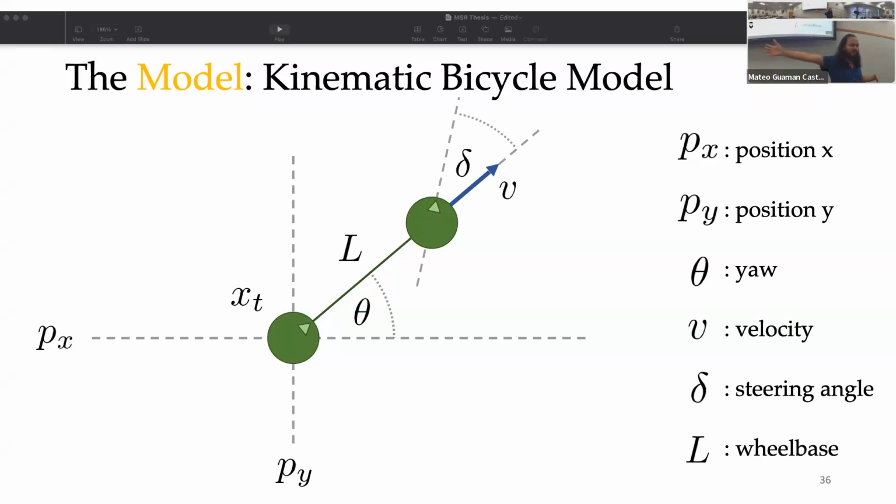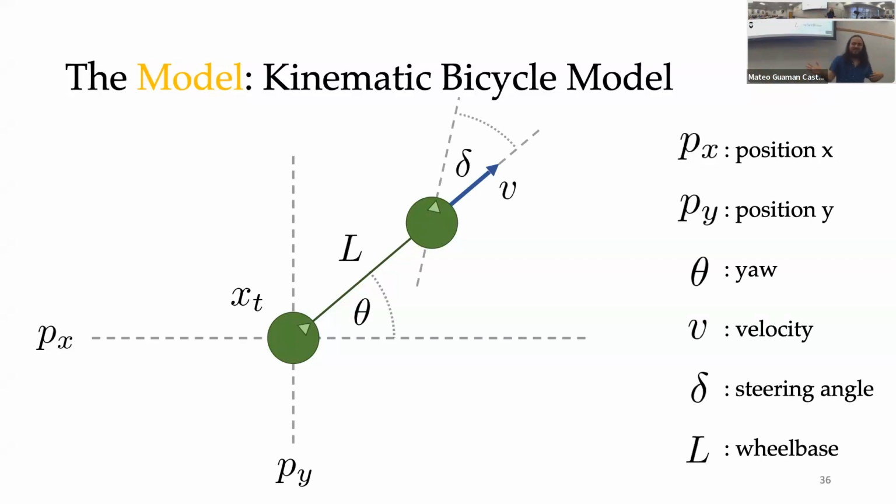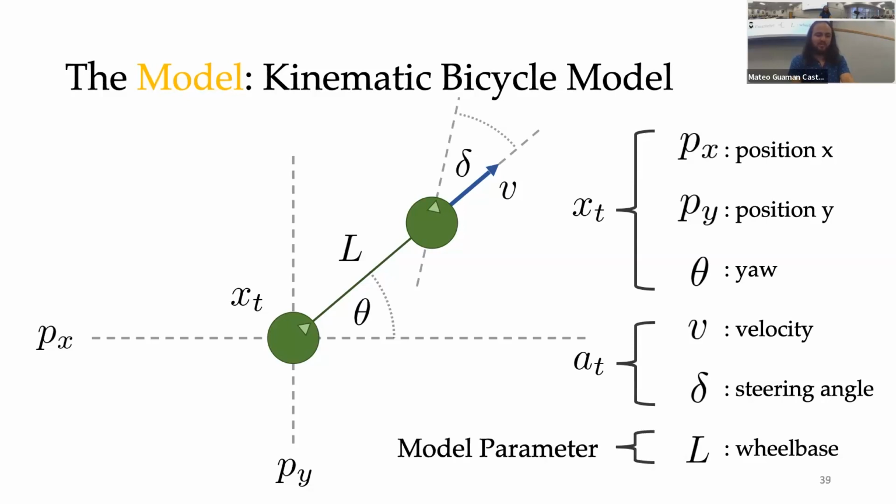So if you have a very long robot or vehicle, you have to do a wider turn to be able to get somewhere on the other side. The first three things, position in X, Y, and yaw, are all your states. Your velocity and steering angle are your actions. And the wheelbase is a model parameter. There are more complicated versions of this, so you can start adapting it to fit your needs, but this is the basic model of what we actually use.